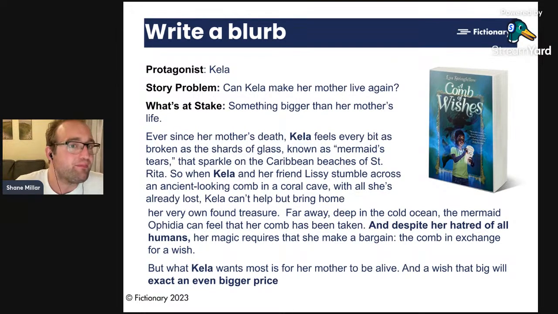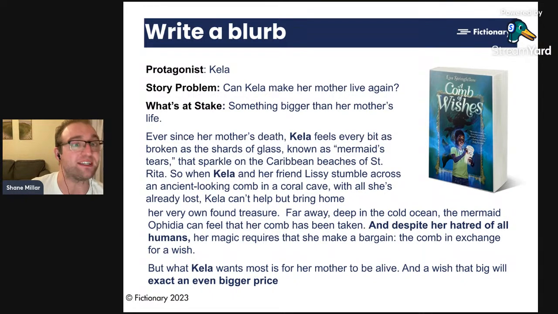So writing a blurb. If we take this book, A Comb of Wishes here, we can write a blurb, or we can examine the blurb and see if it works. So a blurb tells you who the protagonist is. In this instance, it's Keela. The story problem: can Keela make her mother live again? So this is the external conflict that she's trying to resolve throughout the story, and the external thing that she's chasing throughout the story as well. Then we need to examine what's at stake, and this is something bigger than her mother's life in this instance.